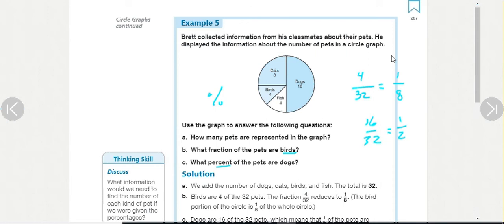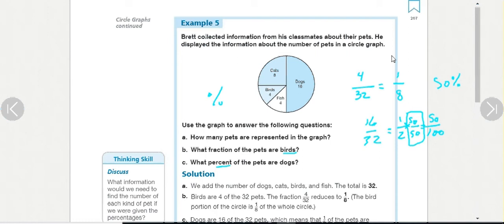Then we can turn this into something over 100. And what times 2 is 100? 50. So 1 times 50, because we have to keep this all the same. 1 times 50 over 50 is 50 over 100. And then we say per 100, 50 per cent.